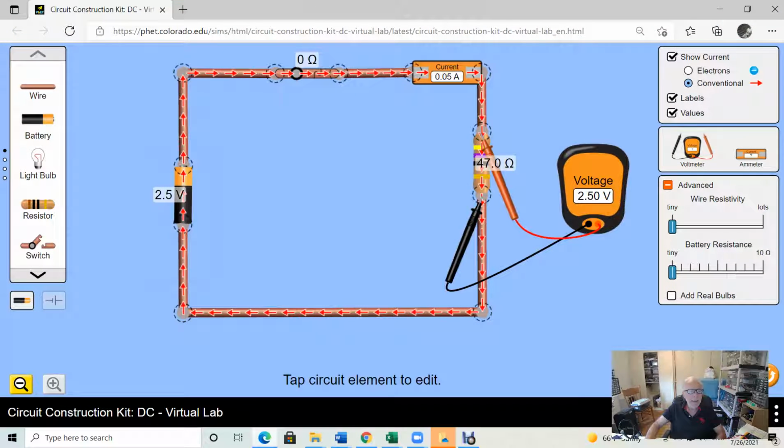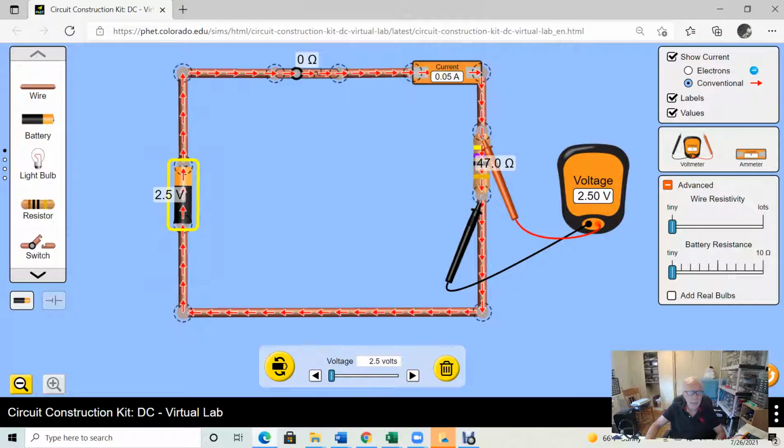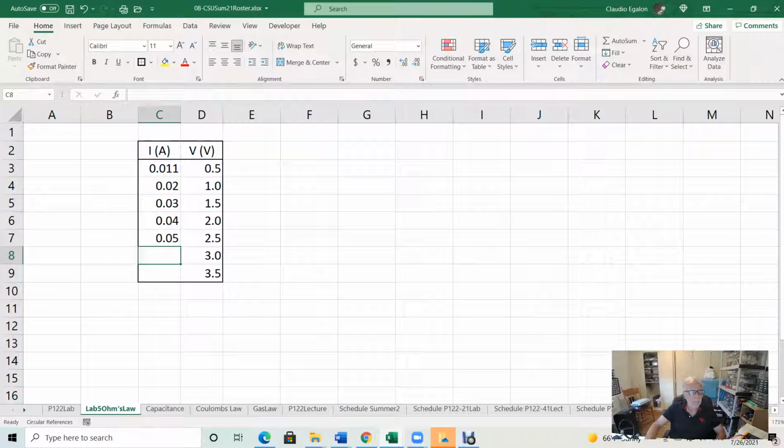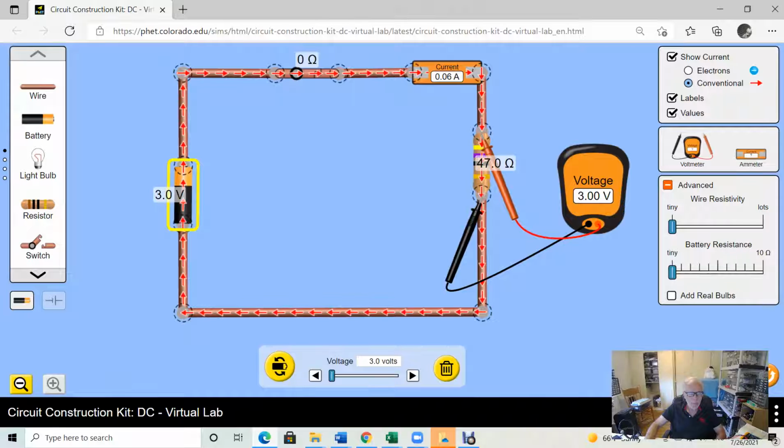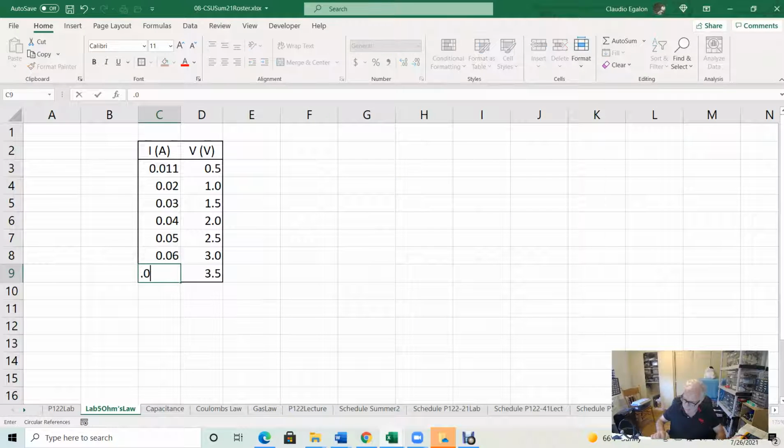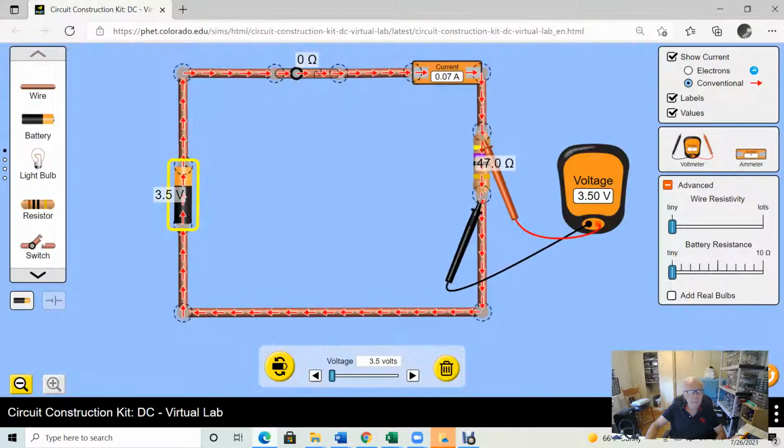Next, 3 volts. Here you go. Click it. 3 volts, 0.06. 6 times the voltage, almost 6 times the current. And then the last one, 3.5. Here you go, 0.07. So let me repeat again what we have here.